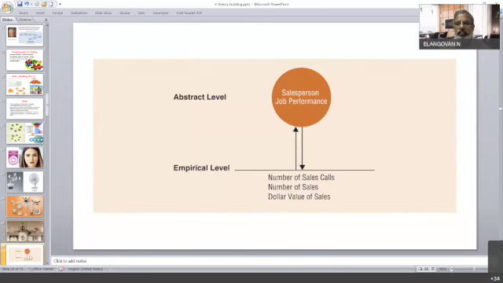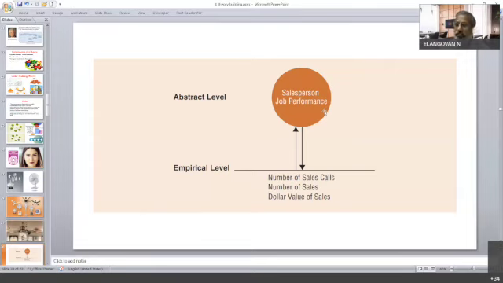So we need to understand that the concept or the measurement is at a level that goes from the abstract level to the empirical level. A concept can be at an abstract level or at the empirical level. So here is an example. Salesperson's job performance. It's a concept. A salesperson's job performance is a concept.